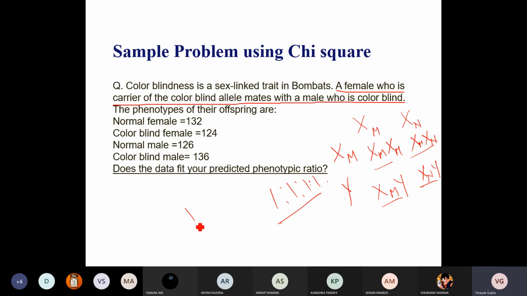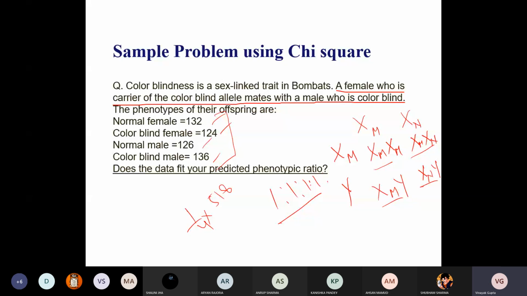So now the expected value corresponding to 132 is going to be 1/4 into the total. Can you do the total? 518. Okay, 518, and that is going to be the expected value for all, because the ratio is the same, 1:1:1:1. So that value is the expected value for 132, 124, 126 and 136. And now you can simply use the formula. Okay.